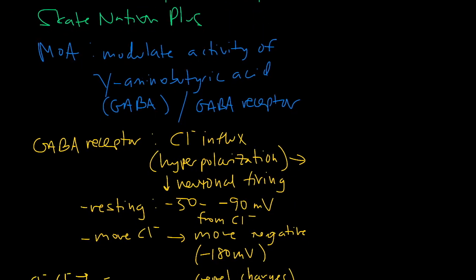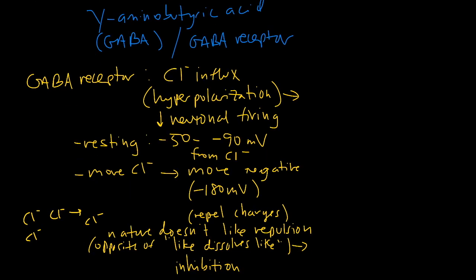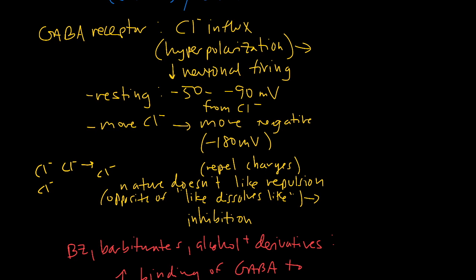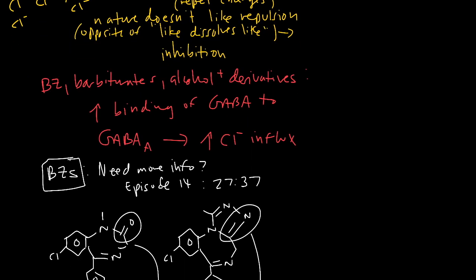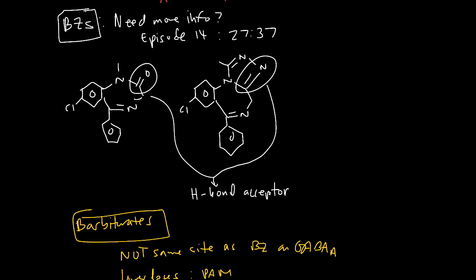So to review, the mechanism of action of all these drugs is to modulate the activity of GABA and the GABA receptor. The GABA receptor acts by hyperpolarizing the neuron, therefore making it more negative, therefore causing more inhibition. The review of the benzodiazepines is found in episode 14.